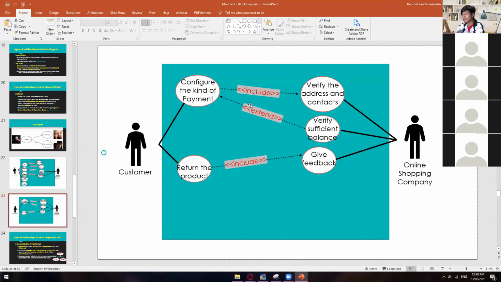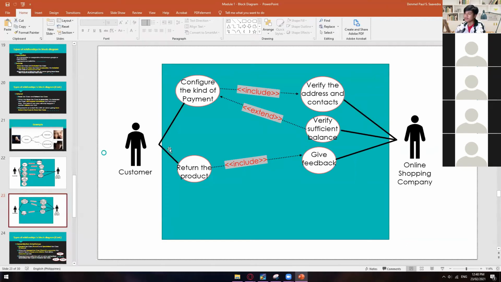And then we have here the extend, verify sufficient balance. This one is an extend since if the customer chose cash on delivery, then it doesn't need to verify the balance of that person. However, if that person chose the ATM or credit card payment, then that's the time this use case will be executed. It needs to verify sufficient balance.